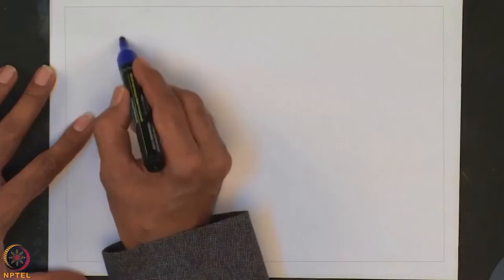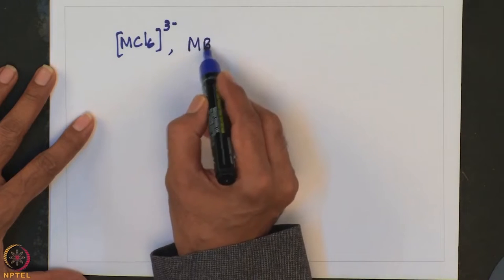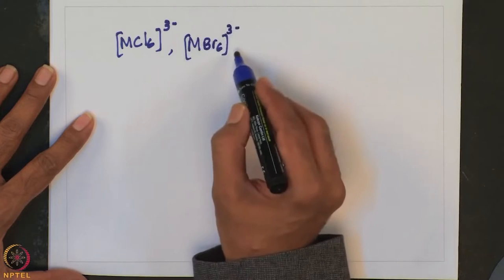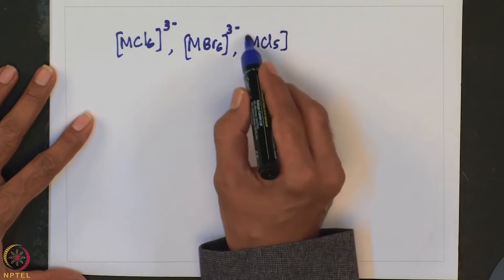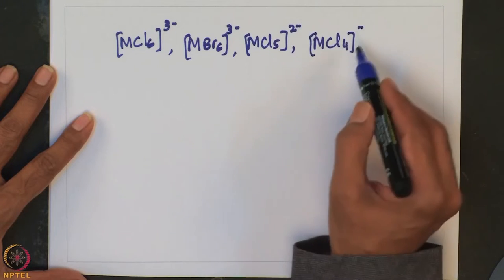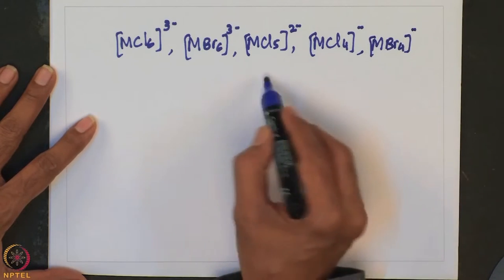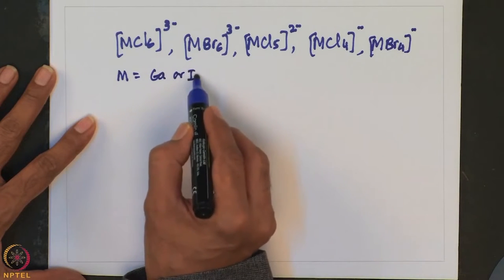Gallium and indium trichlorides and tribromides also form adducts, very similar to aluminium as well as boron halides, but with coordination numbers greater than 3. So, here one can anticipate coordination numbers of 4, 5 or 6. For example, MCl6 3 minus or MBr6 3 minus, MCl5 2 minus, MCl4 minus, and also MBr4 minus. So, these are the possibilities, where M is essentially gallium or indium.